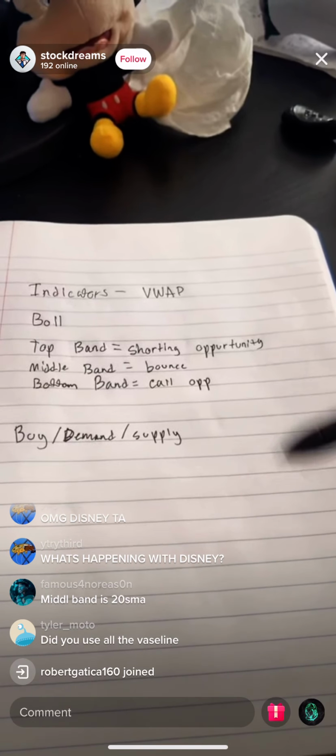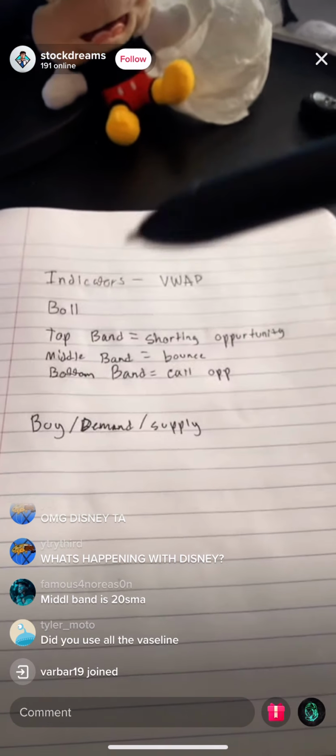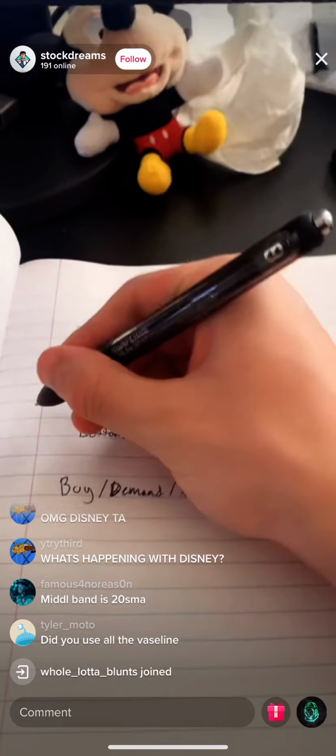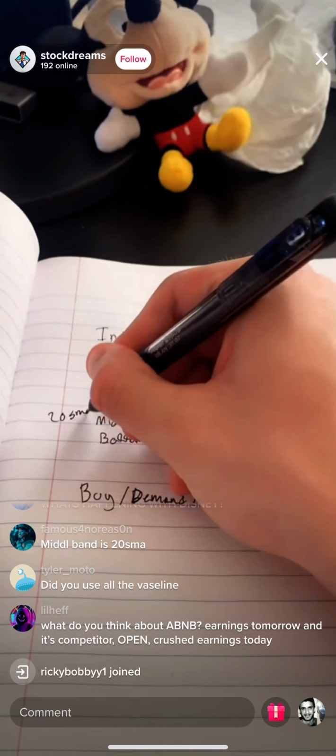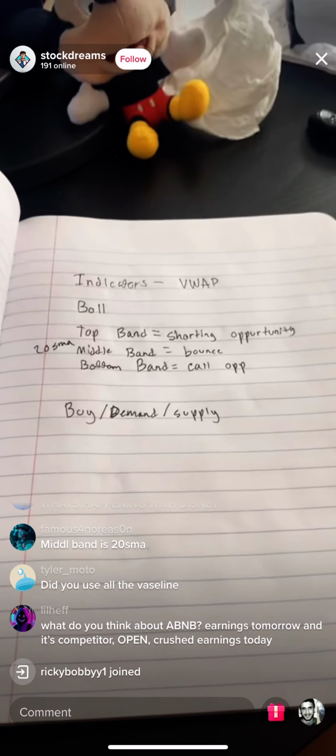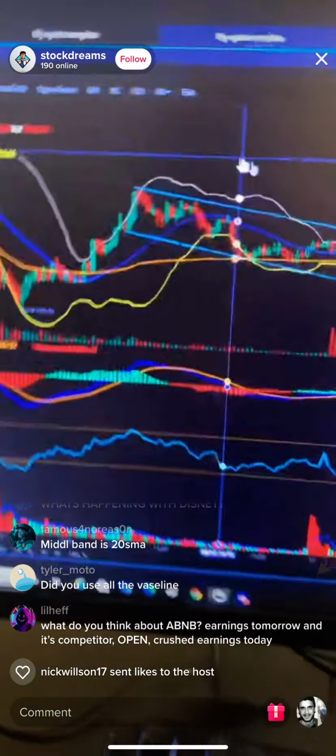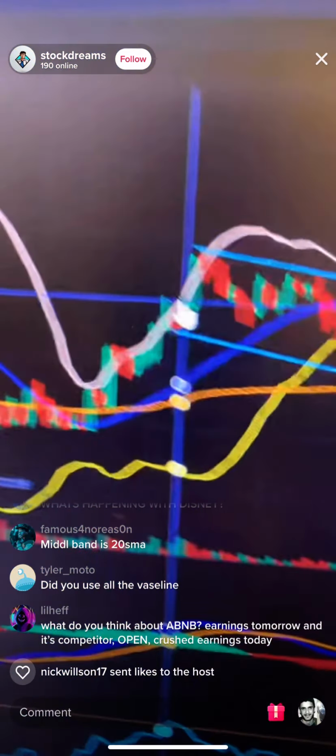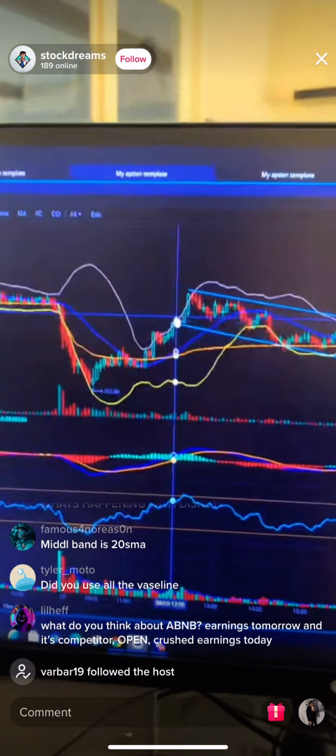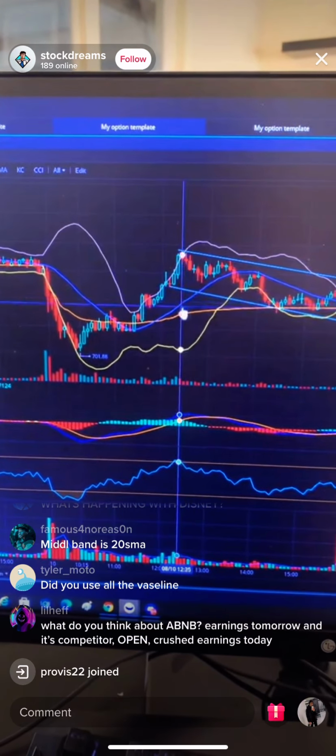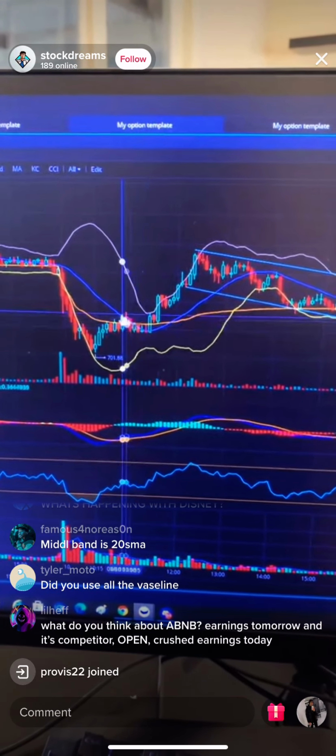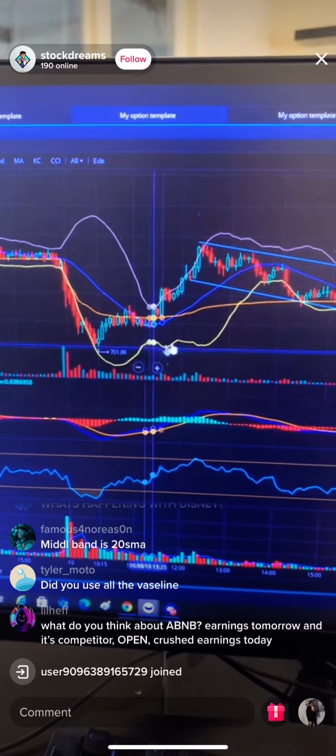So you can screenshot this. Yeah, he's right. The middle band is the 20 SMA. I just call it the middle band, but you can write 20 SMA right here. Okay, so now let's get into how we're going to use this. Like I said, when it comes to the top band, it's a shorting opportunity. When it's on the middle band, you can look to bounce. And when it's on the bottom band, you can look for a call opportunity.